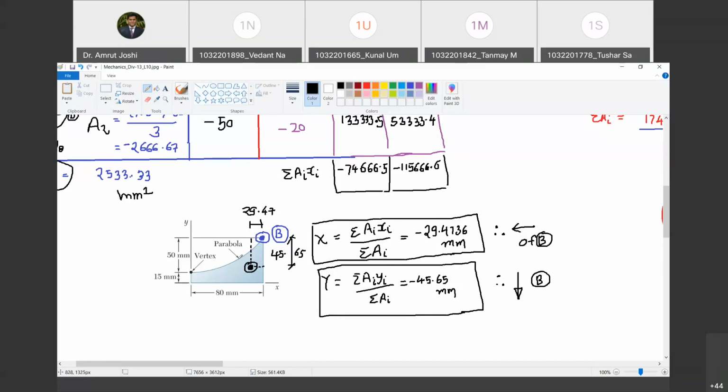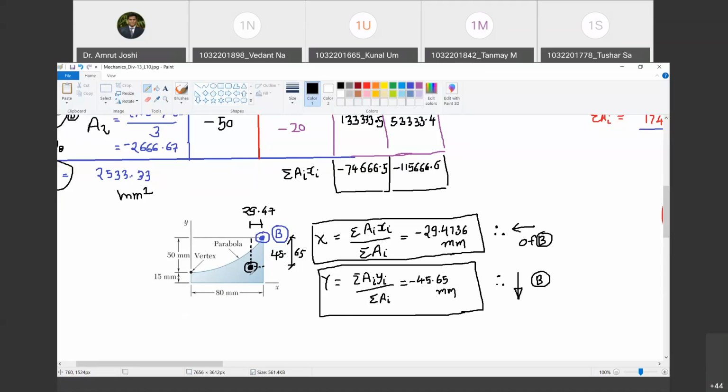So as you can see, if this was only a rectangle, where would the centroid be? At 40 mm, horizontally. Do you agree with me? Yes, sir. But since this area is such that the area is mostly concentrated towards the right edge, therefore the centroid has shifted towards the right edge. Do you agree with me?